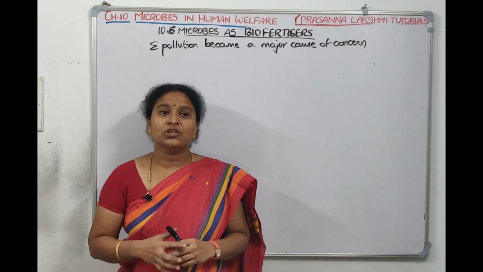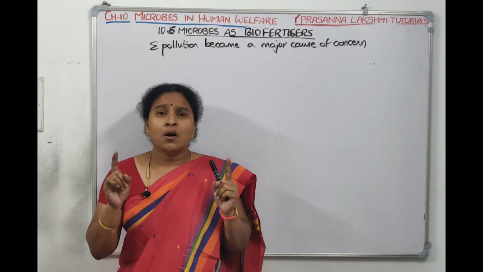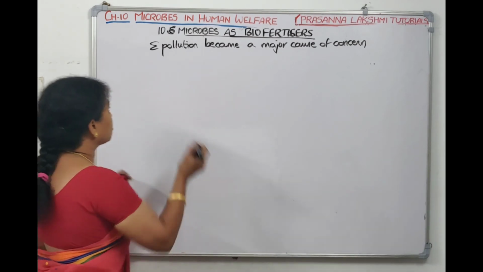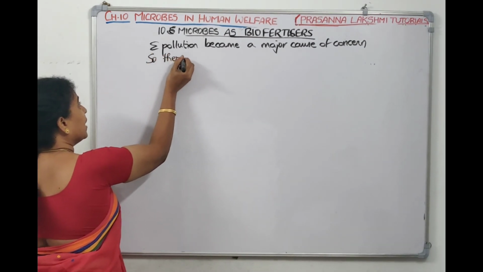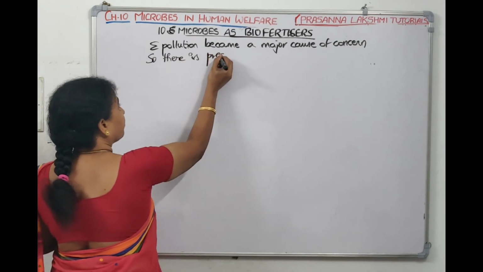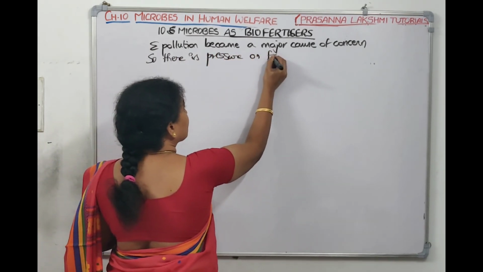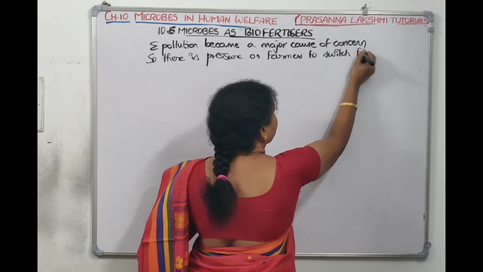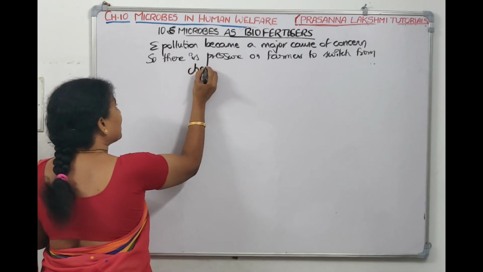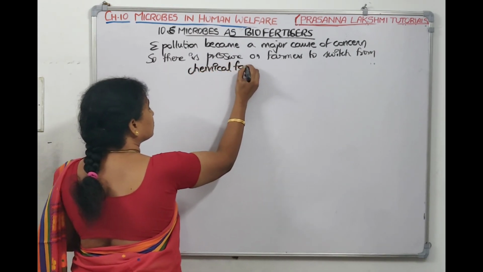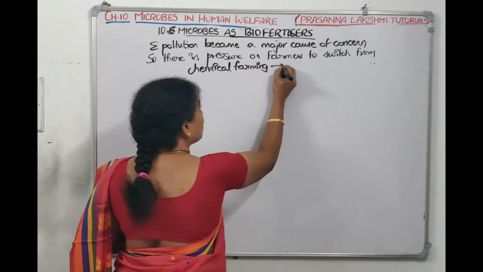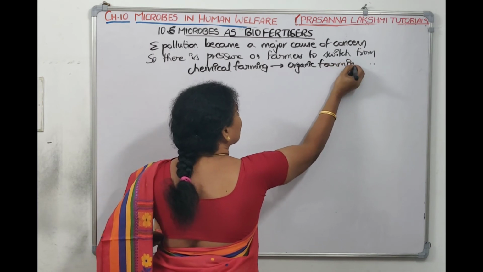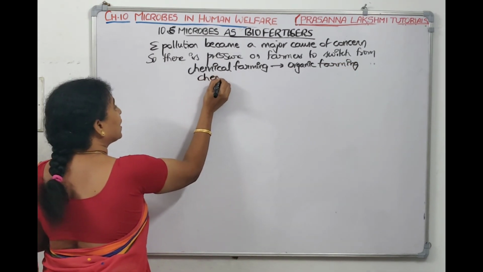The environment got damaged. Now there is too much pressure on the farmers to switch from chemical farming to organic farming. So there is pressure on farmers. What is the pressure? They're asking them to switch from chemical farming to organic farming. Now what do you mean by organic farming? Don't buy any chemical fertilizer.